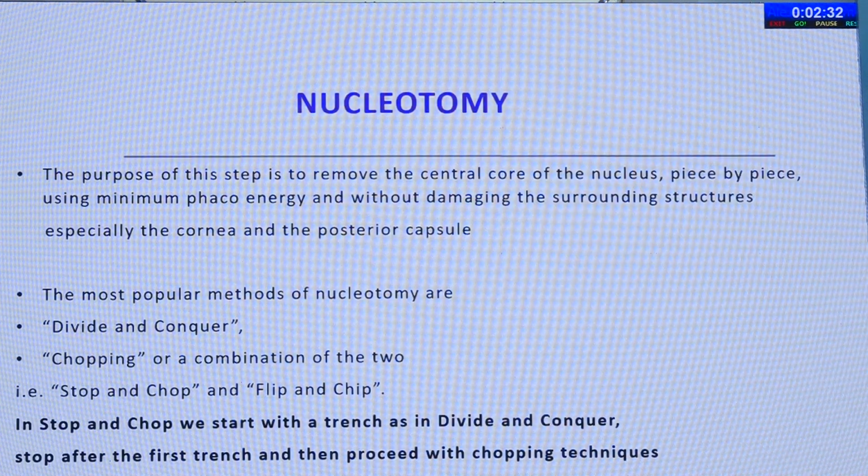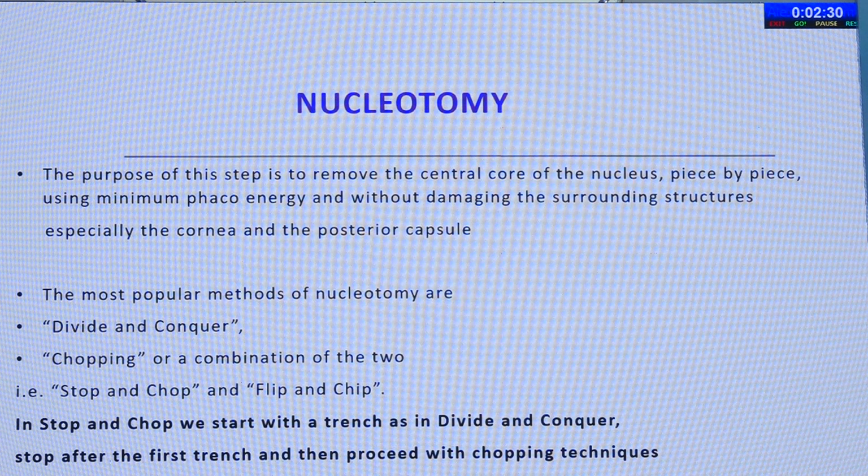This has been explained. Sir, do you want me to cover nucleotomy or should I stop? We will talk about the power settings only. Power settings only, related to the power mode.